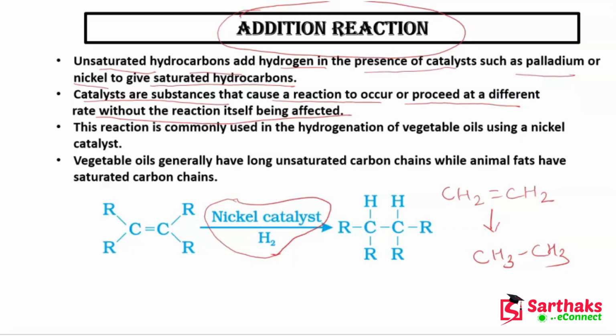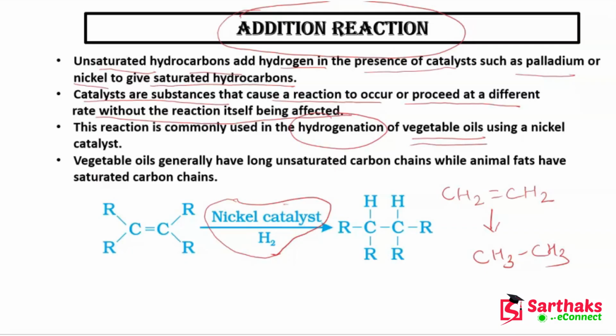So basically, these catalysts do not participate in the reaction. They just change the rate of the reaction. You can see that in the presence of this nickel, hydrogen is added to this. This reaction is commonly used in the hydrogenation of vegetable oil using a nickel catalyst. So basically this is the reaction which is used in the hydrogenation of vegetable oils.